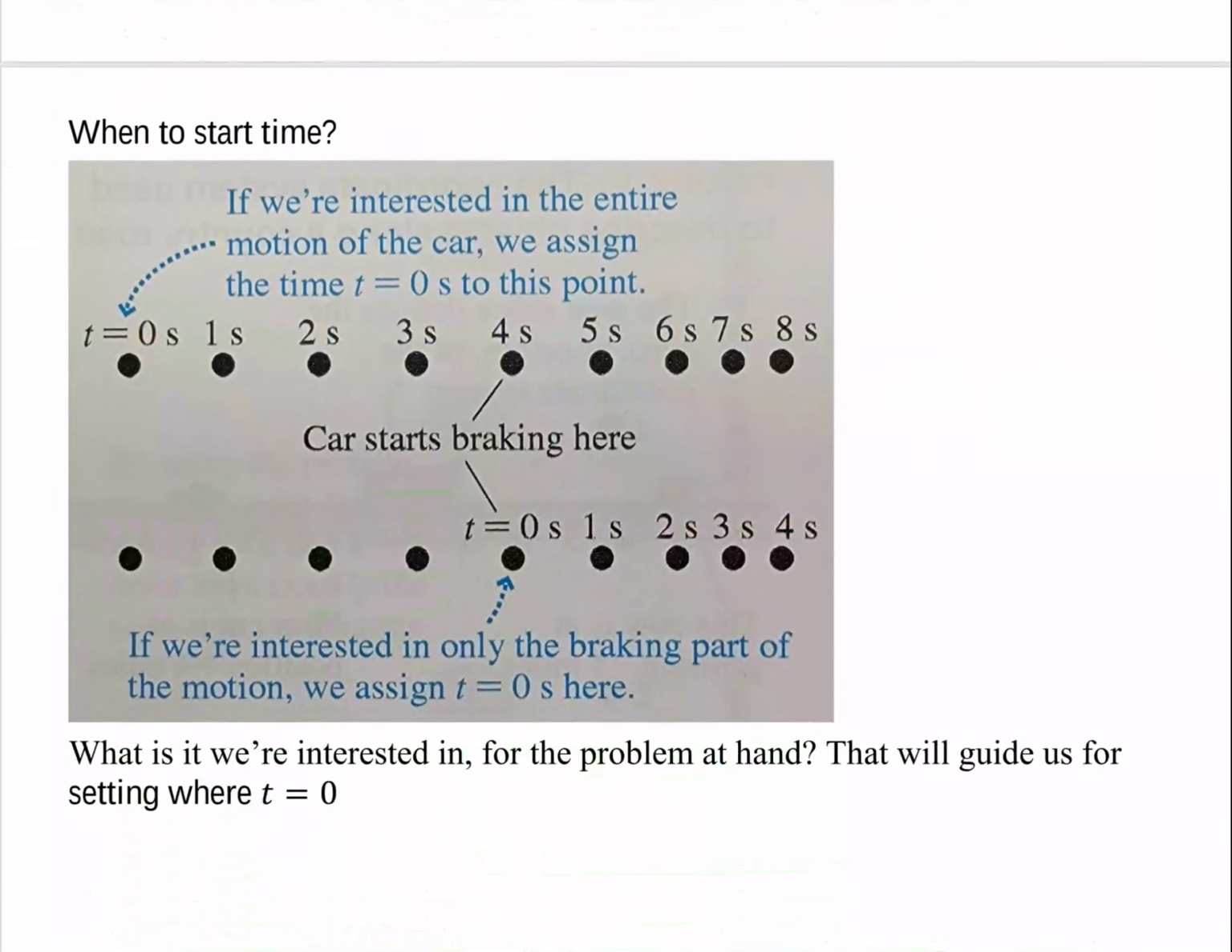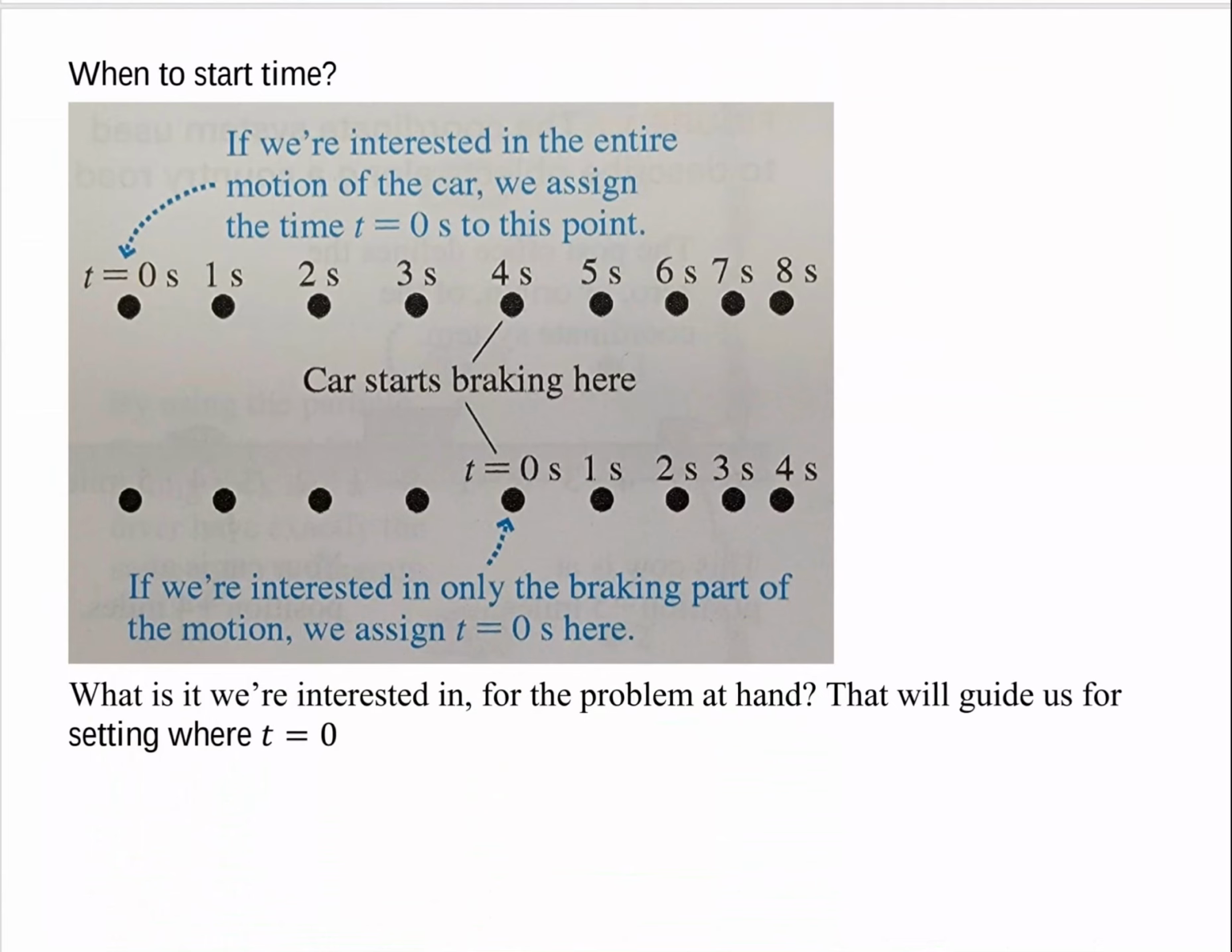All right, so when do we start the time? If we're interested in the entire motion of the car, we'd probably set time equal to 0 at the start of the motion diagram. That's a great place, okay? If we're only interested in how long it took the car to come to a stop from the moment the braking started, we'd probably start time right there when the braking started.